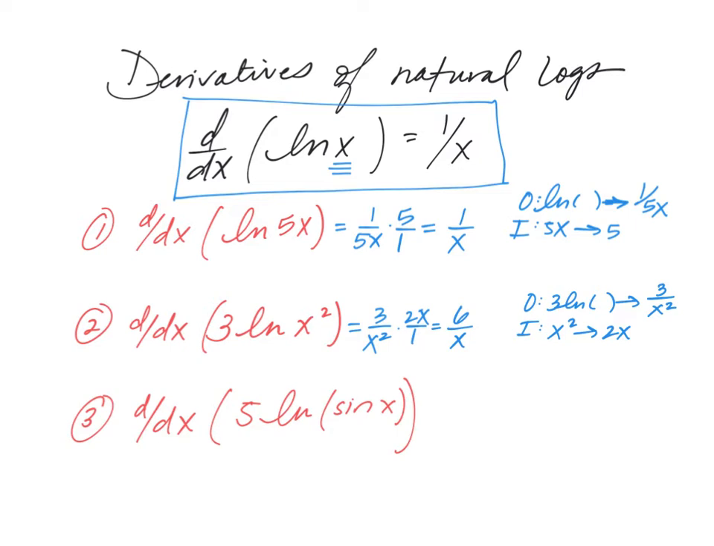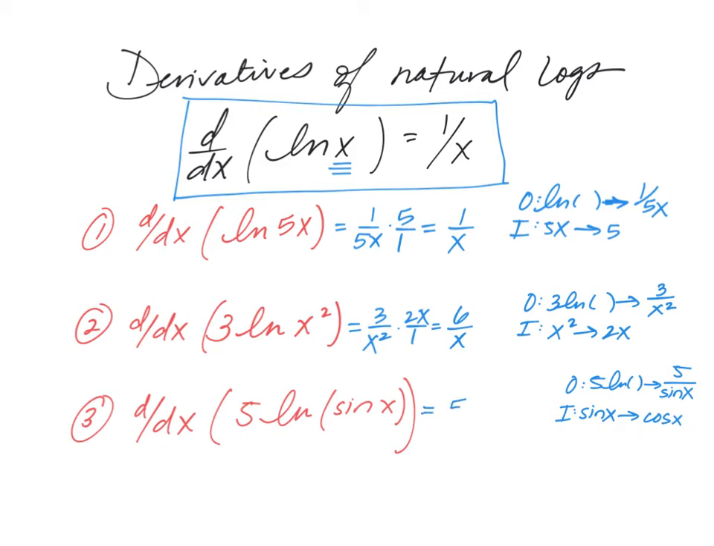In number 3, I've upped it even a little bit more, where we have what I would consider a two-level chain rule, but it's got a trig function inside. So the outside would be 5 natural log, and the inside would be the sine of x. So the derivative of 5 natural log is 5 over whatever started inside. In this case, it is the sine of x. And the derivative of the sine of x is the cosine of x.